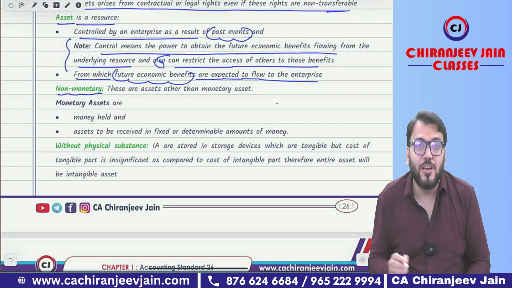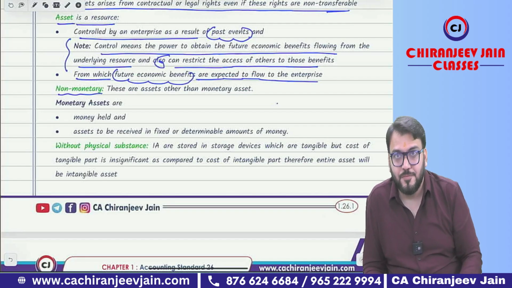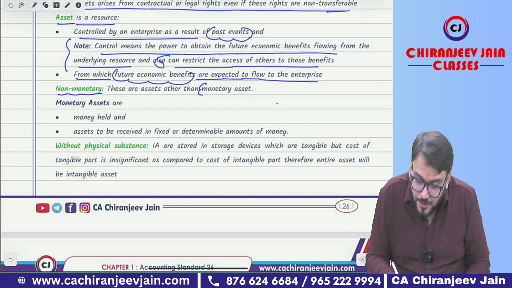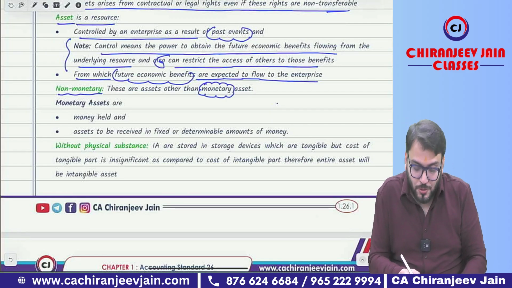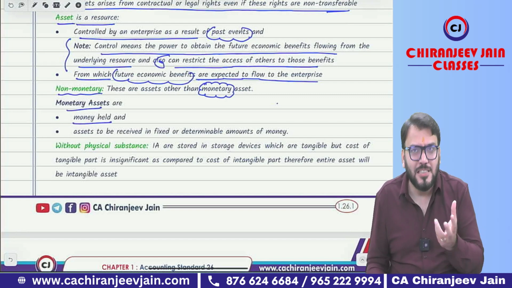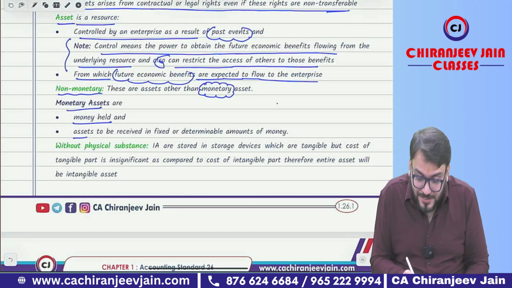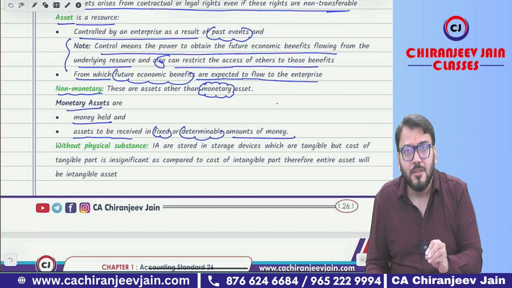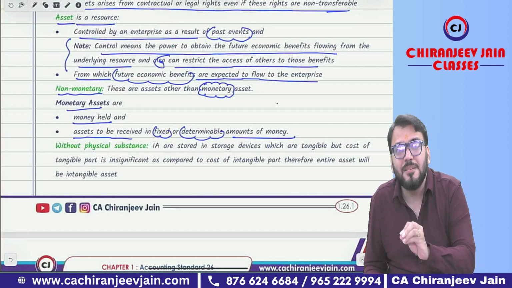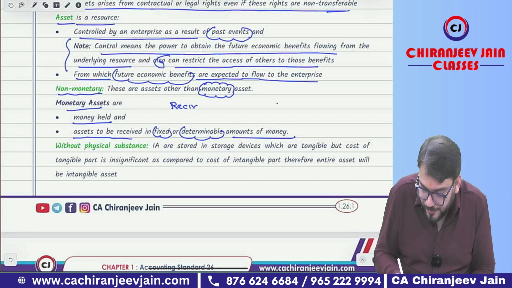Now coming to non-monetary. Non-monetary means any asset which is not a monetary asset. So what is a monetary asset? To understand non-monetary, we need to understand what monetary assets are. So monetary assets are money held in the form of money. An asset to be received in a fixed or determinable amount of money means it is nothing but a receivable which will be received in cash.